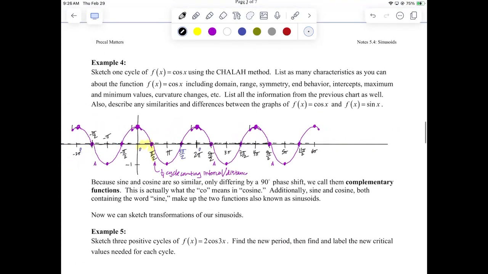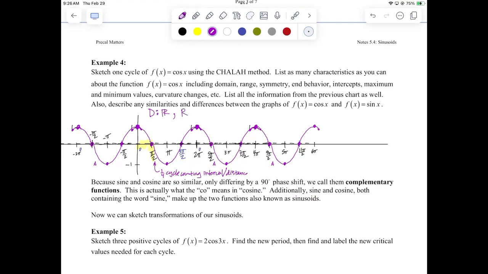All right, let's talk about some of its features. What's the domain of cosine? All real numbers, all real angles again. It's the only other one besides sine that has the domain of all real numbers. Every other one of the four has a discontinuity in it, a vertical asymptote.